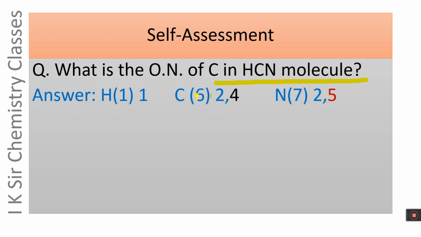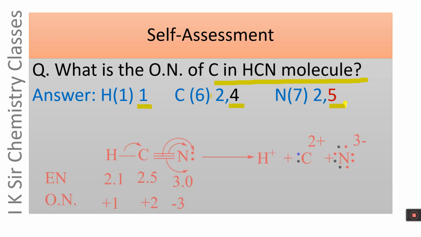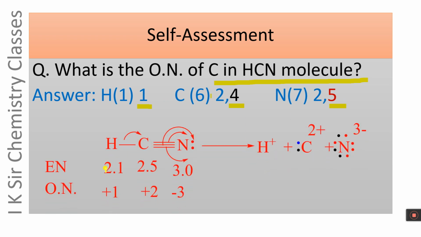Here is the solution of the problem. Hydrogen has 1 valence electron, carbon has 4 valence electrons and nitrogen has 5 valence electrons. Electronegativities of hydrogen, carbon and nitrogen are 2.1, 2.5 and 3.0 respectively. The CH bond is broken in such a way that both the electrons of the bond pair are transferred to more electronegative carbon atom. Similarly, the CN bond is broken in such a way that both the electrons of the bond pair are transferred to the more electronegative nitrogen atom.